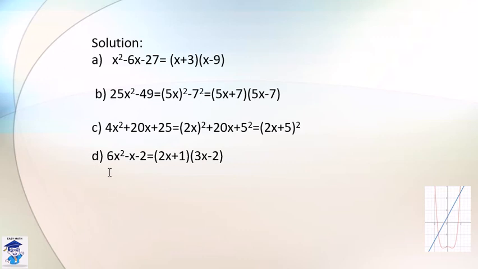Last question, 6x squared minus x minus 2. So this 6x squared is separated into 2x times 3x, and the last term is negative 2. So we make 1 times negative 2, and the middle term is negative x. So we can find here negative 2 times 2x is negative 4x, and plus 3x, so it is negative x. So number D, the answer is 2x plus 1 times 3x minus 2.